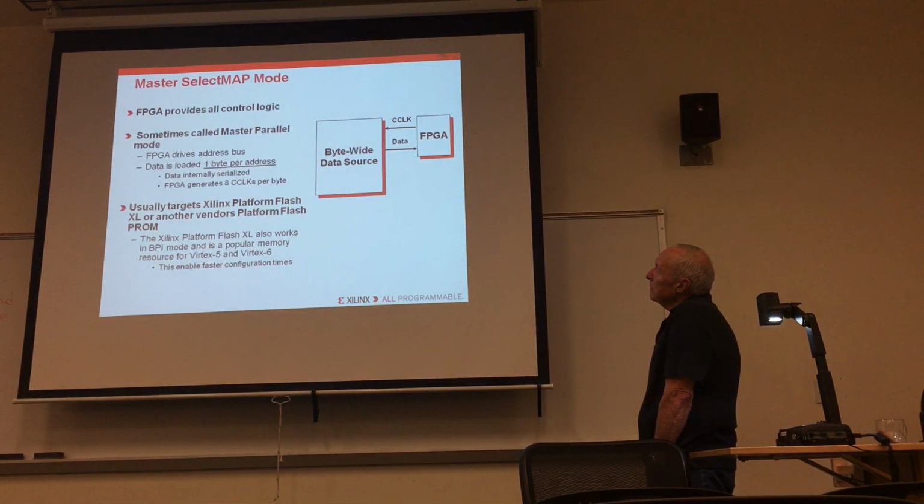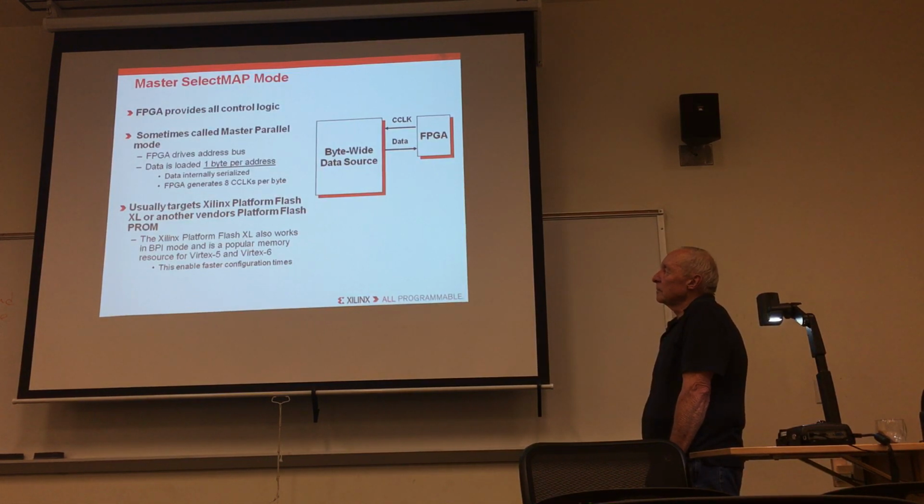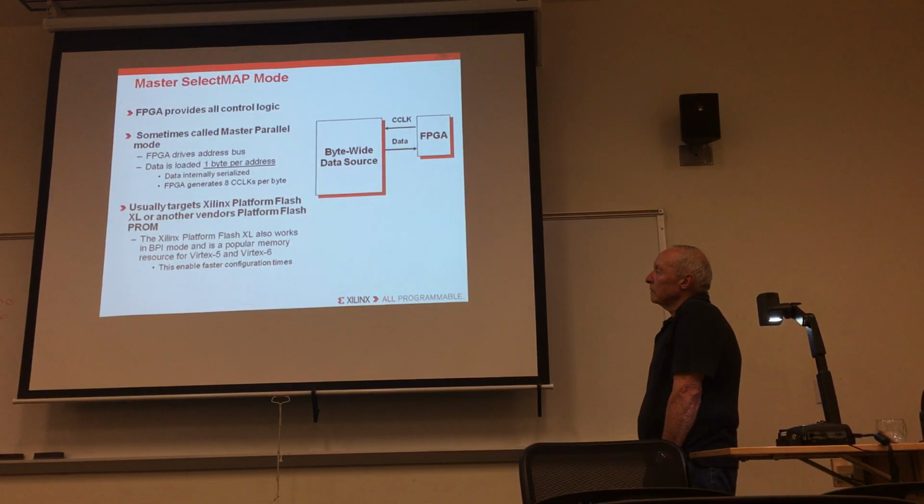Note that the Xilinx Platform Flash XL is often used for this configuration mode as the data source. The use of the Xilinx Platform Flash XL enables faster configuration times when targeting Virtex 5 and Virtex 6 FPGAs because it supports BPI or byte-wide peripheral interface modes.